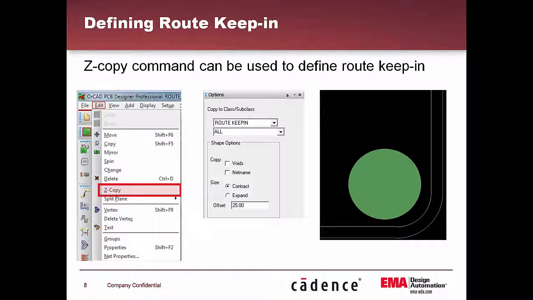The next thing is we can define the route keep-in using the zcopy command. So zcopy is a very powerful command. It has a number of uses, but in this particular application, I simply want to copy the card outline, and I want to shrink it or contract it by 25 mils in this case. So what I'm doing is I'm creating a route barrier here, so any of the auto routing cannot go beyond this barrier. It has to stay within this route keep-in.